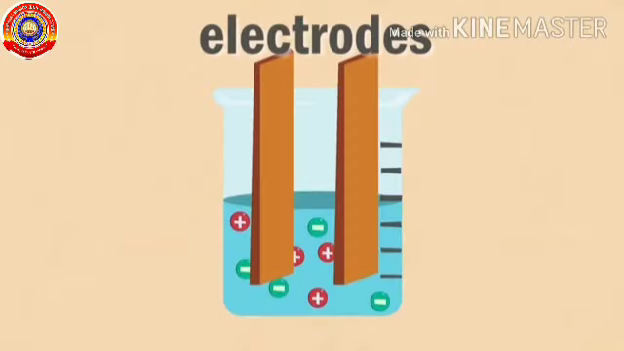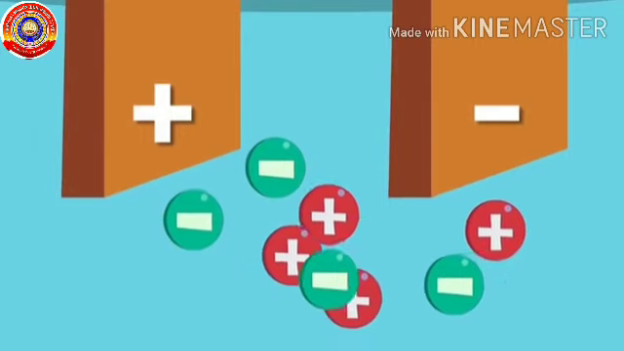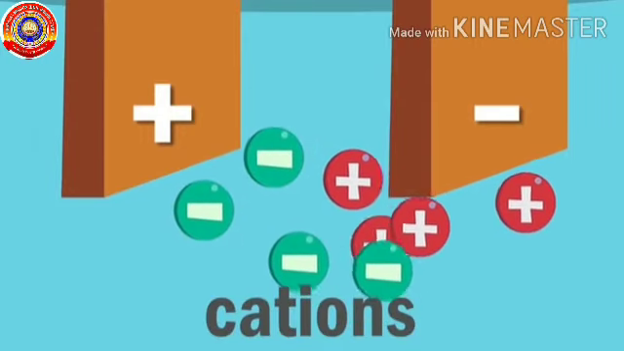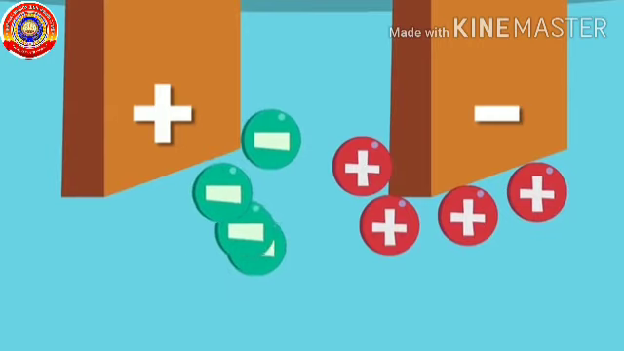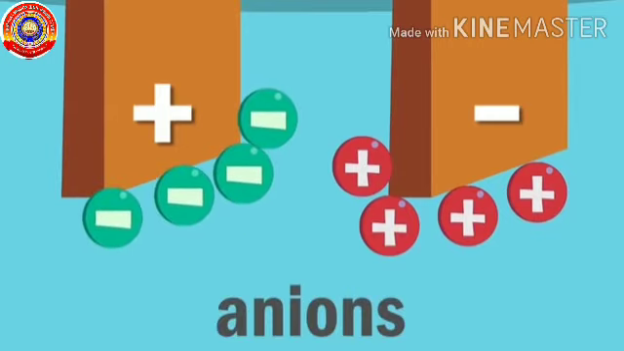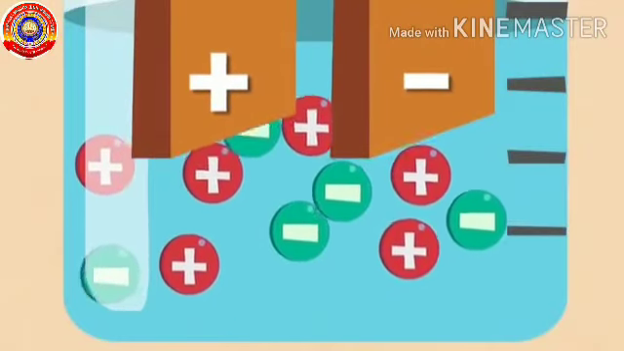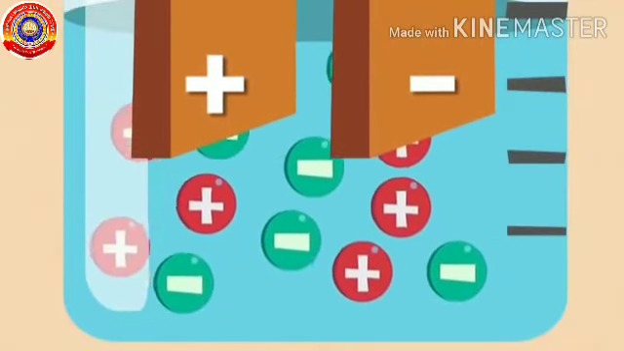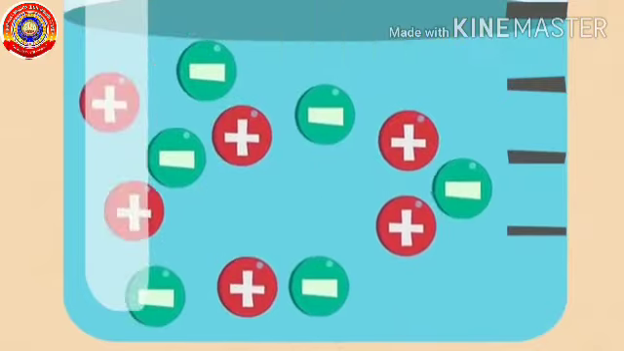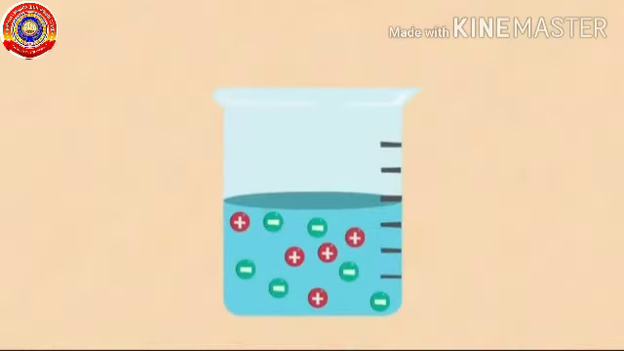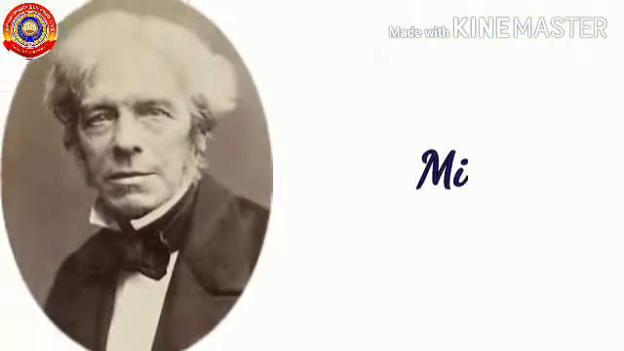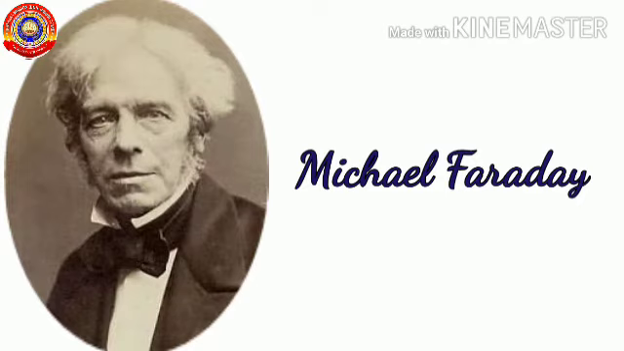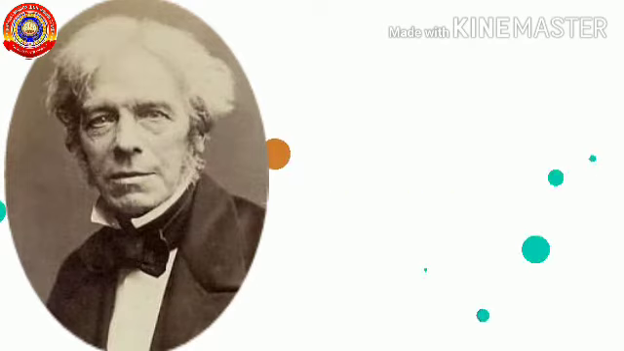That is, the electrolyte will undergo dissociation into positively charged cations and negatively charged anions. In molten state or in aqueous solution, the ions of the electrolytes can move freely. These ions are responsible for the conduction of electricity by the electrolyte. It was Michael Faraday who gave a scientific explanation for electrolysis for the first time.